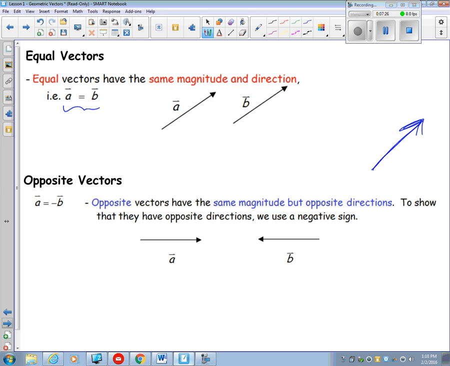Opposite vectors, on the other hand, have the same size, so same magnitude, but they go in opposite directions. So looking at these A and B down here, the arrows are the same size, but they point in opposite directions. And to show that, we say that A equals the negative of B. The negative sign tells me I'm going the opposite direction. And that's where that comes from. Same size, but opposite direction.